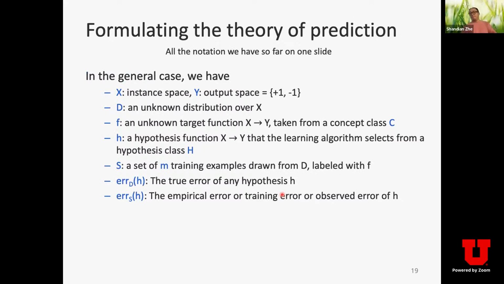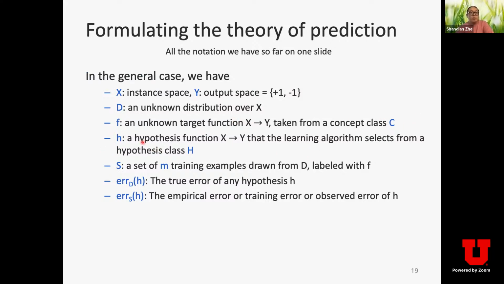So now let us merge the list of symbols and notations to get our formulation of computational learning theory. We use big X to represent the instance space. We use big Y to represent the output space, and here we're doing binary classification. We use big D to denote an unknown data distribution over X. And we use small f to denote the target function, which is a mapping from the instance space to the label space. And f comes from the concept class C.